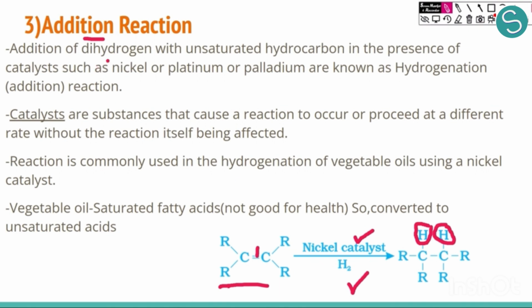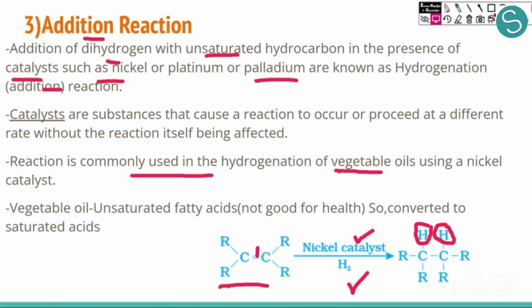So addition of dihydrogen to an unsaturated hydrocarbon in the presence of a catalyst like nickel, platinum or palladium is known as hydrogenation or an addition reaction. What are catalysts? Catalysts are simply substances which increase the speed of the reaction without harming the reaction. So the reaction is not harmed by it, but the speed is increased. This reaction is very slow if it takes place normally. To increase the rate of the reaction, we use catalysts.